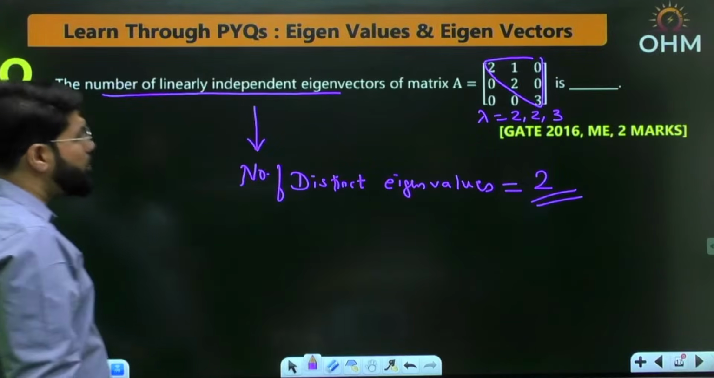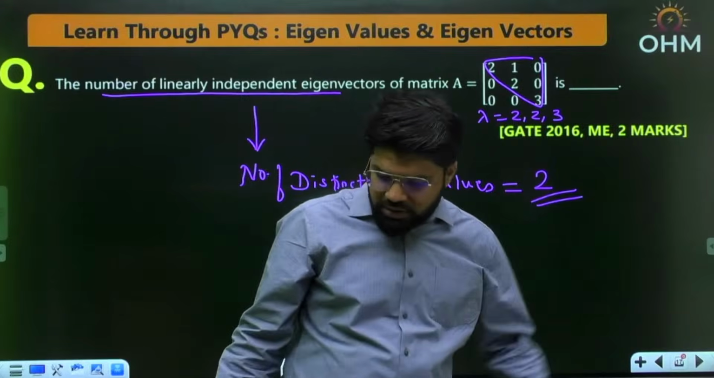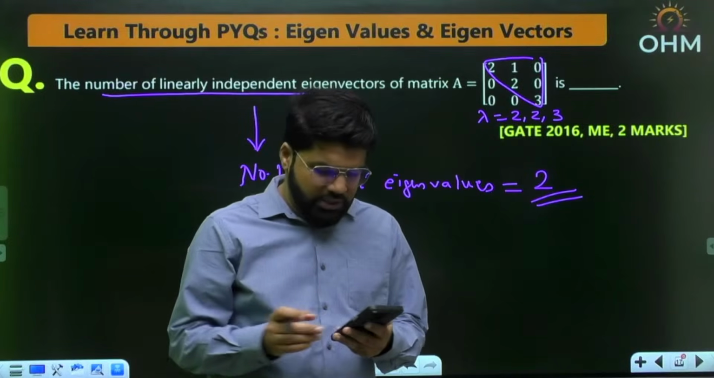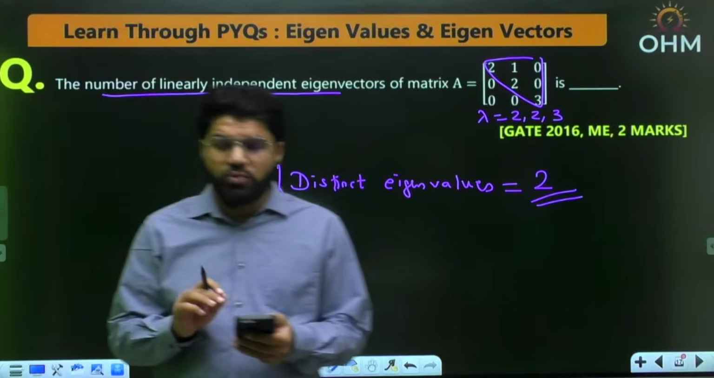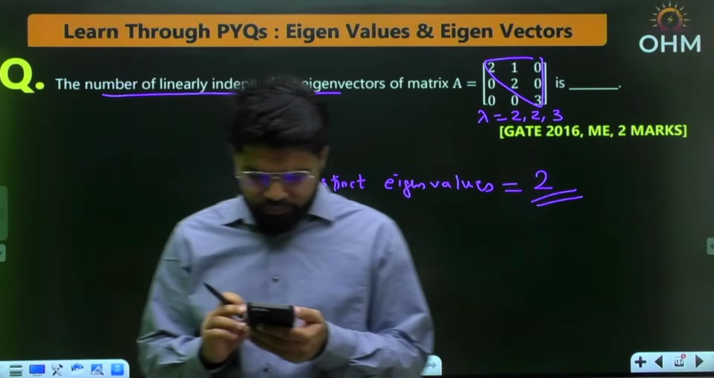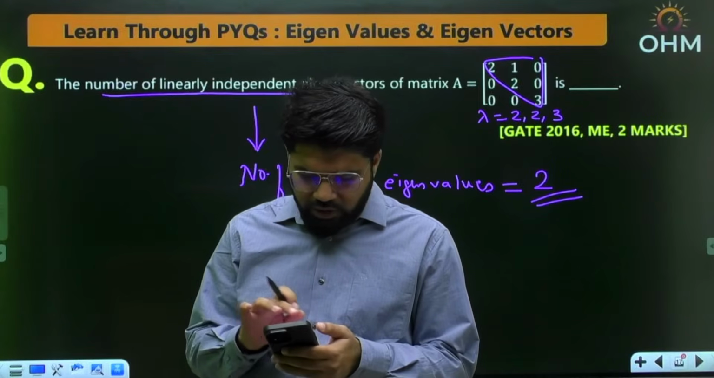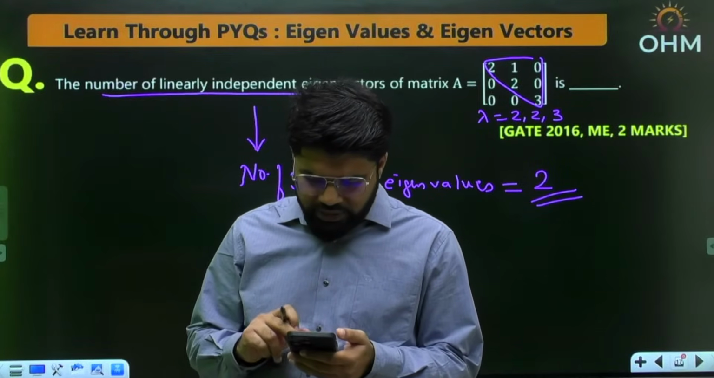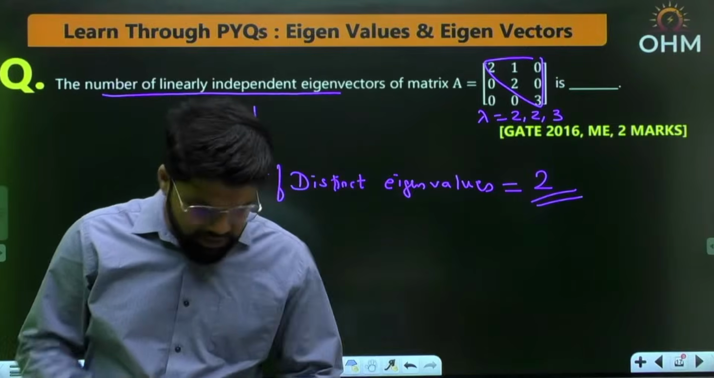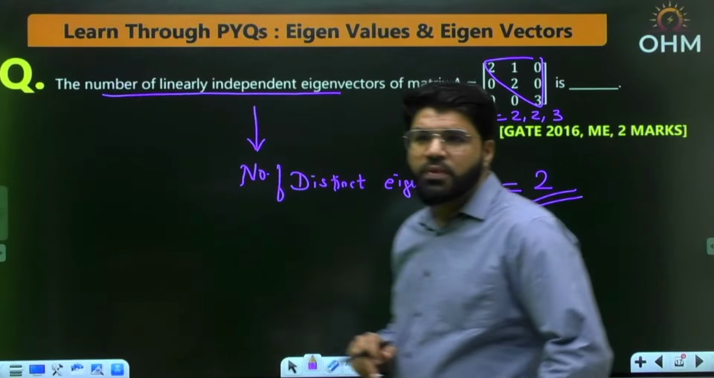Simple. So many properties. See, this is a 2-mark question. Many times this property will help you save a lot of time. So be very clear about all the properties. Okay, till the 5th we are done now.